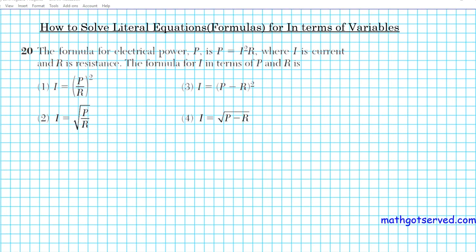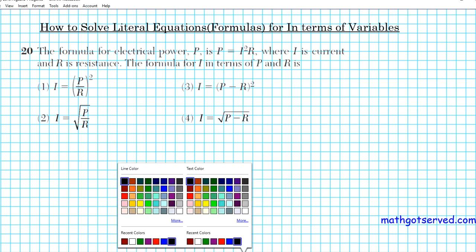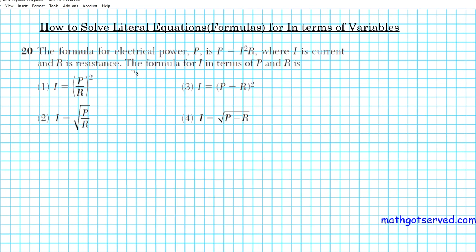Alrighty, let's take a look at question number 20. We're going to be assessed on how to solve literal equations or formulas in terms of specified variables. It reads: the formula for electrical power P is P equals I squared R, where I is current and R is resistance. The formula for I in terms of P and R is... so what on earth does this mean?